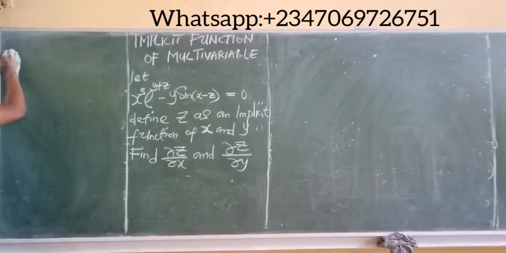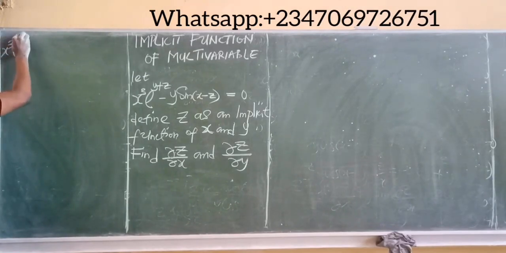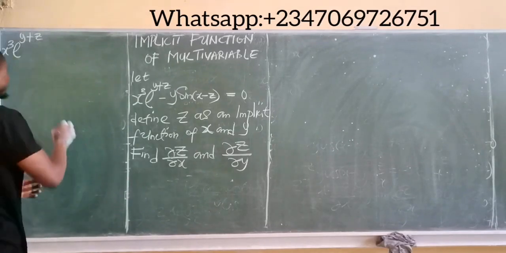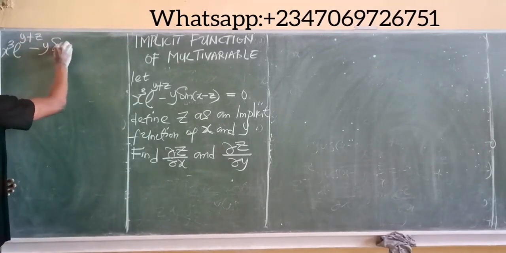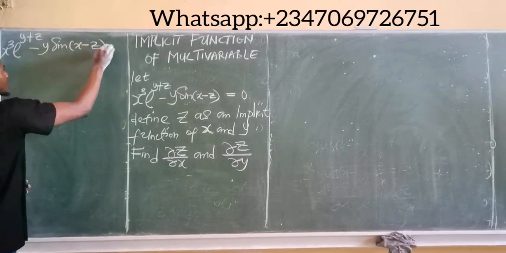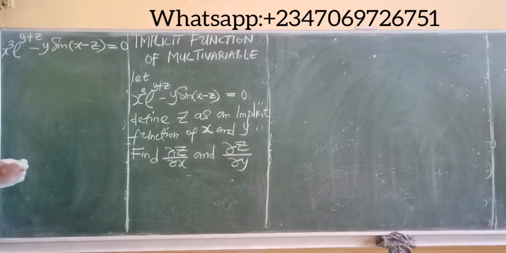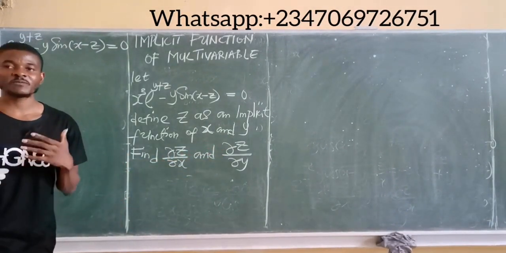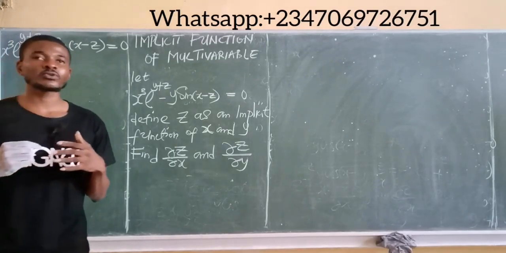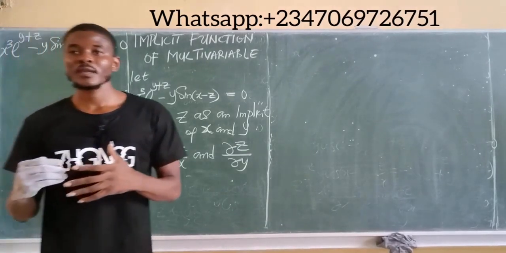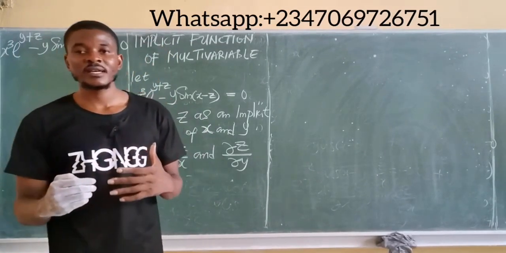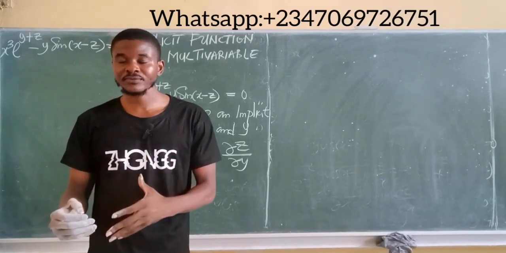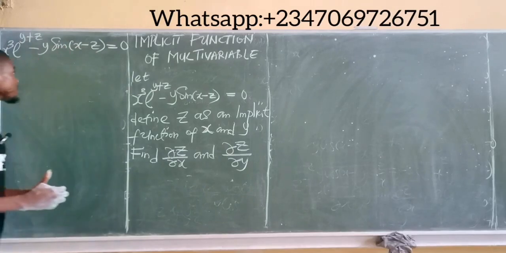So I have x cubed exponential y plus z, minus y sine x minus z, equals 0. Now I am to find what? Partial z partial y. If I'm differentiating z with respect to y, it means I'm going to hold x as a constant. That means I will treat x the same way I would treat every other constant in differentiation. So let's do it now and see.